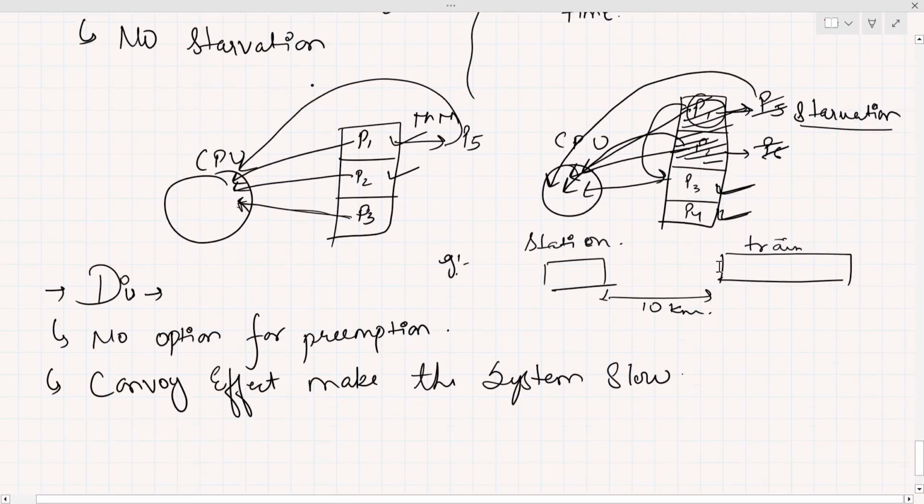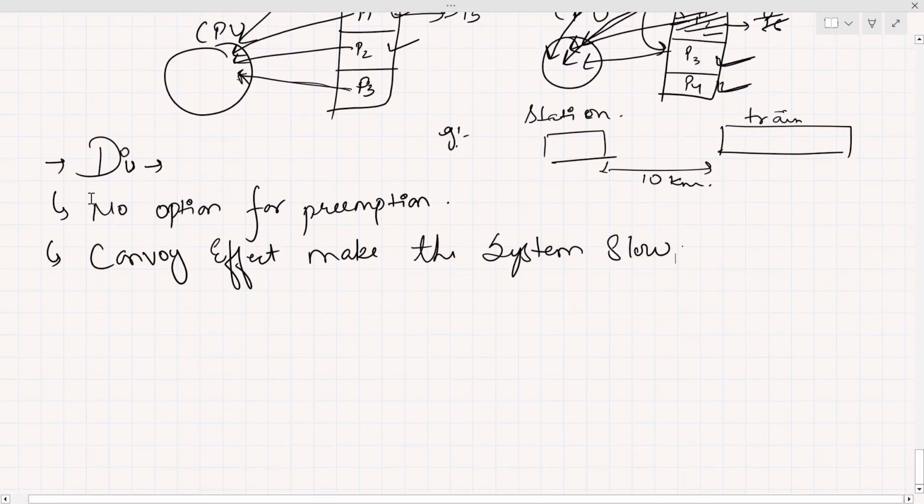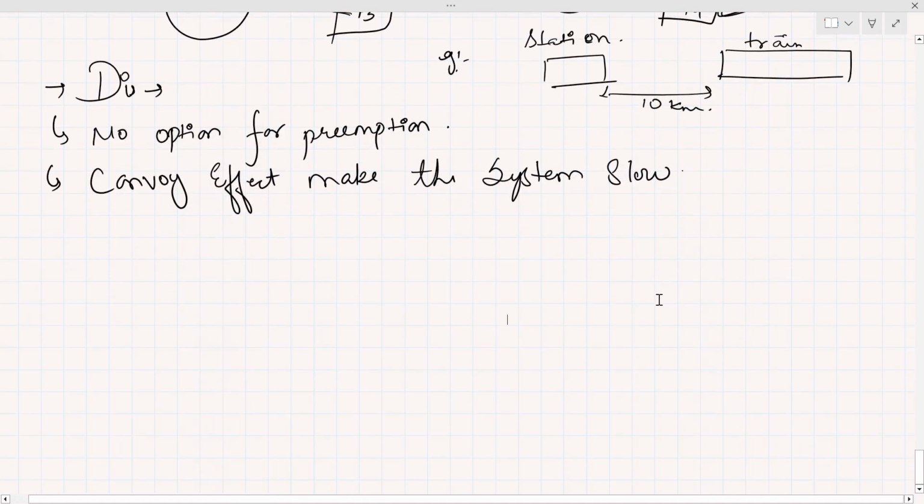Okay, so this is the disadvantage of the FCFS scheduling algorithm. Convoy effect makes the system slow, because if a big process gets the CPU, it will execute until the process terminates. So the small processes, or the other processes, will not get a chance to execute. This commonly happens in FCFS. So these are the advantages and disadvantages of the FCFS scheduling algorithm.